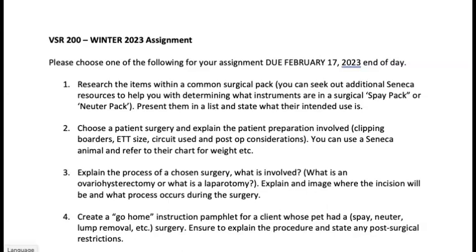Option 4 is to create a go-home instruction pamphlet for a client whose pet has recently had surgery, say a spay, a neuter, or a lump removal. Ensure to explain the procedure and state any post-surgical restrictions. You are to submit your assignment via Blackboard link, and a grading rubric will be used for assessment.